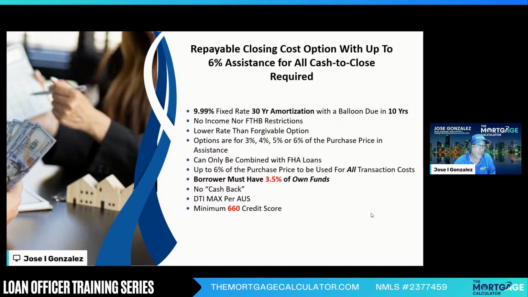Versus if it's a $400,000 property, you may only need the 3% down option to cover your $12,000 in closing costs, right? So that's the key component here of why you would have a 3, 4, 5, or 6% option. Again, this one can only be combined with FHA loans, no cash back. The DTI max is per automated underwriting, in this case DU, and this one also has a minimum 660 credit score.